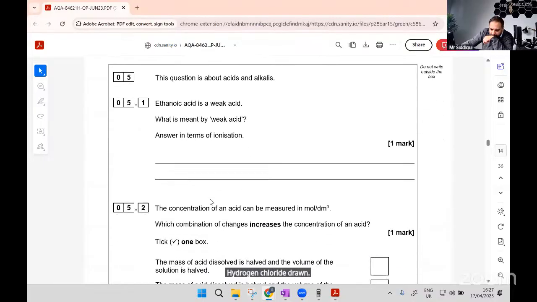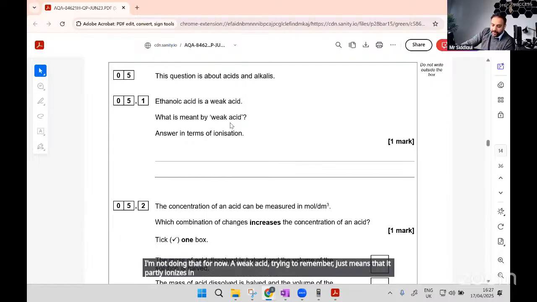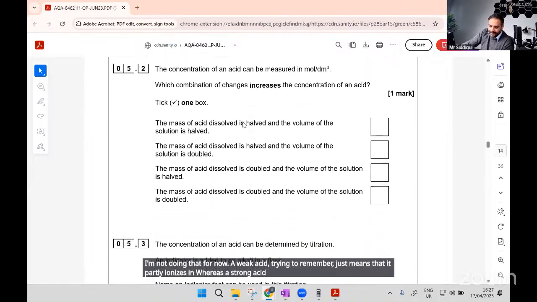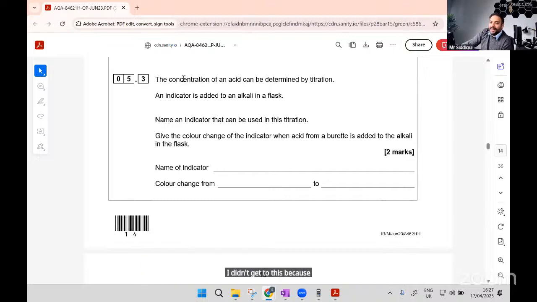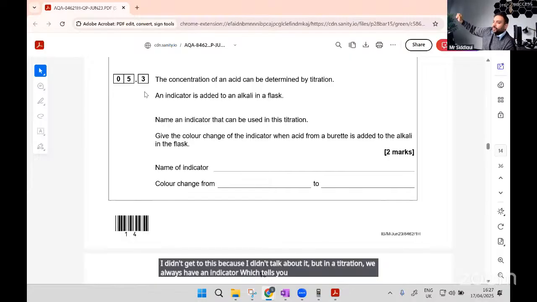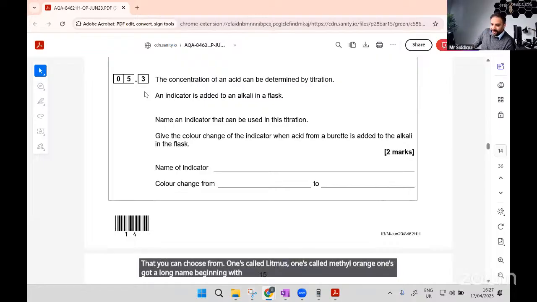Not doing that for now. A weak acid, if I remember, just means that it partly ionizes in water, whereas a strong acid fully ionizes in water. I didn't get to this because I didn't talk about it, but in a titration, we always have an indicator which tells you when you have neutralized it. We don't use universal indicator. There are 3 other indicators that you can choose from. One's called litmus, one's called methyl orange, one's got a long name beginning with P. But they have different color changes depending on whether it's in an acid or an alkali. You do need to try and remember those.